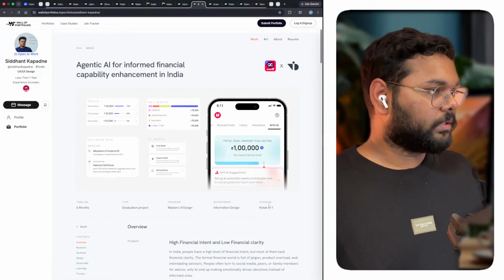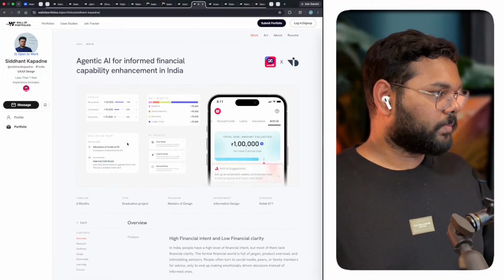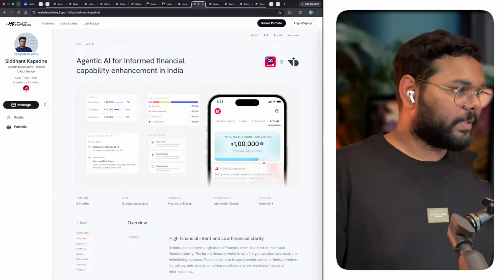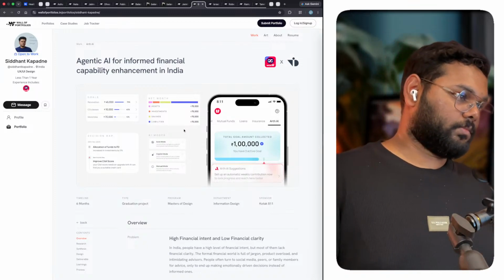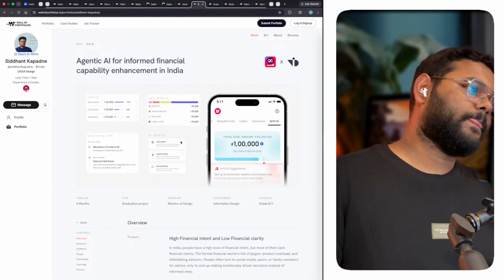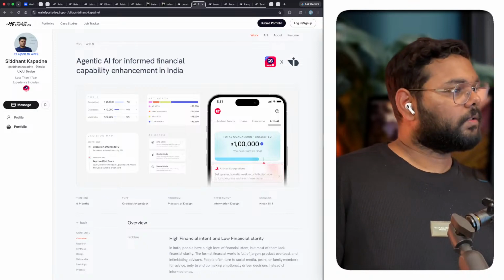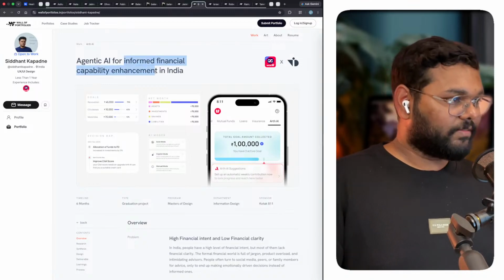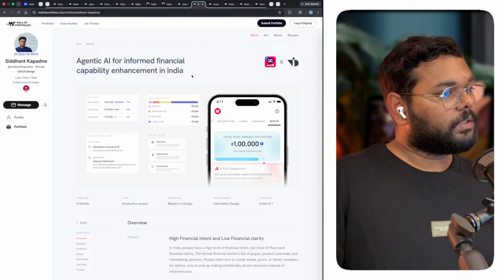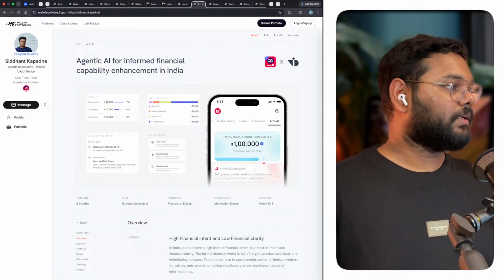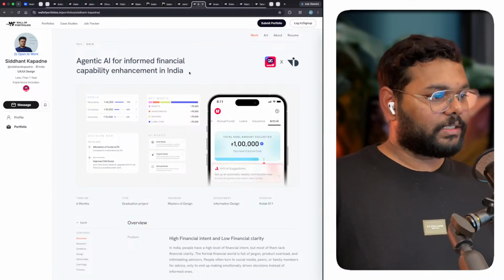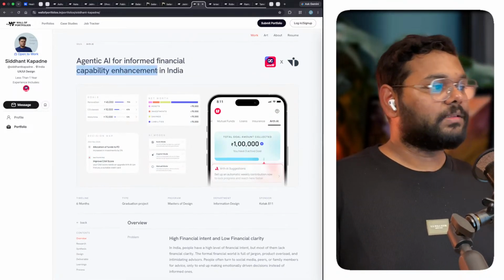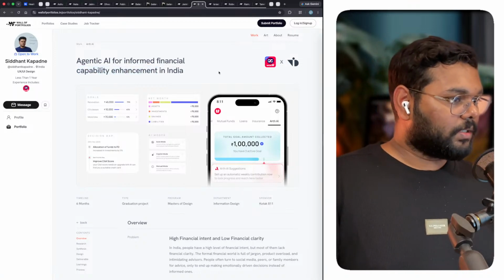Okay, so a thumbnail showing components, agentic AI for informed financial capability enhancement in India. Okay, too many heavy words. I have to think 3 times to understand it. It can be simplified. Simple words might not kill the mood of it, but not sure.